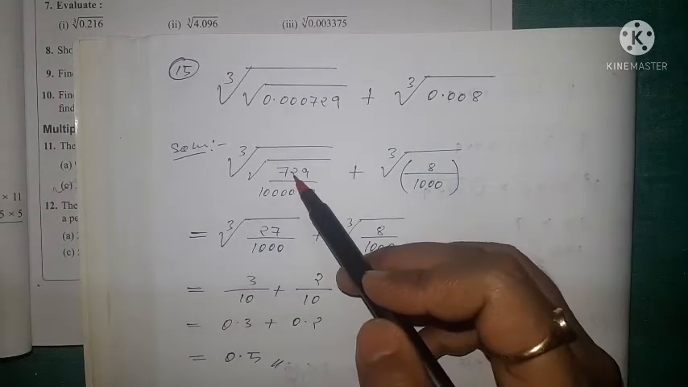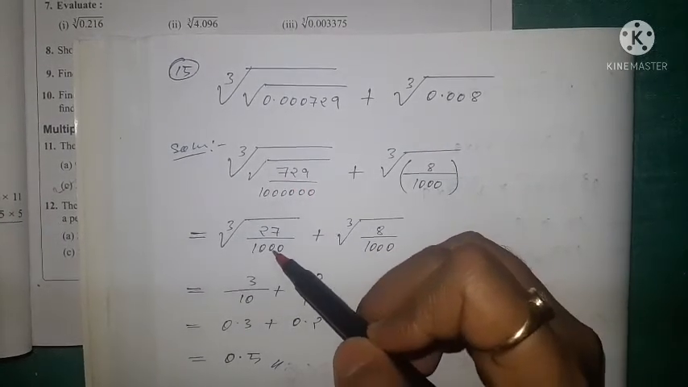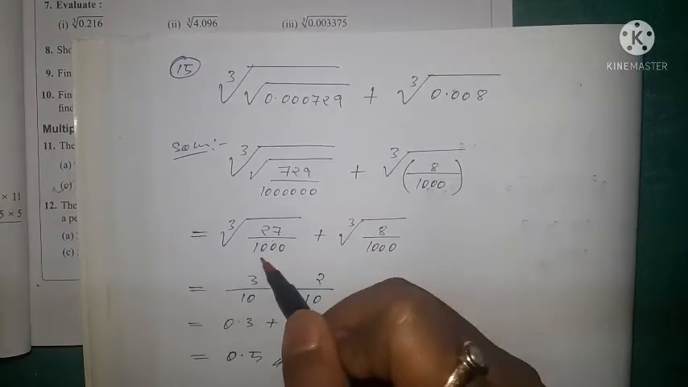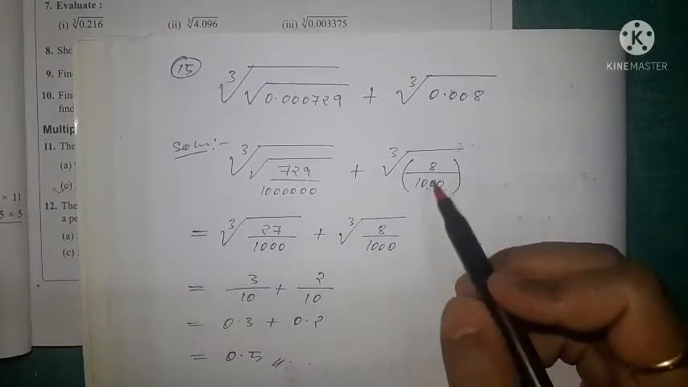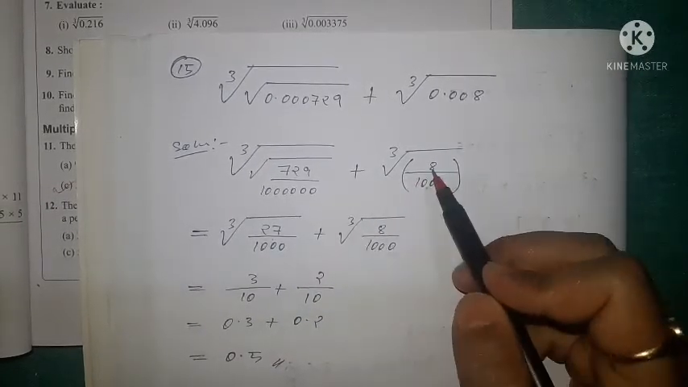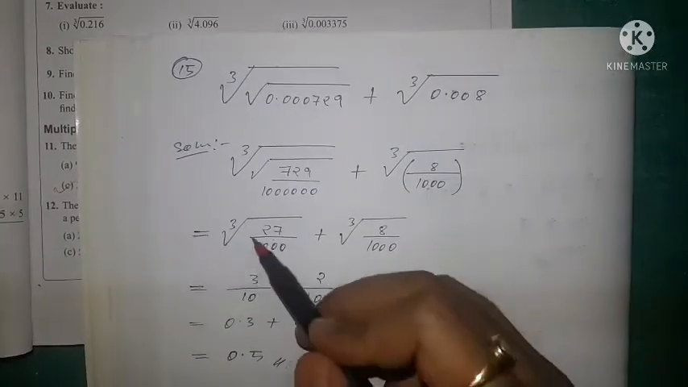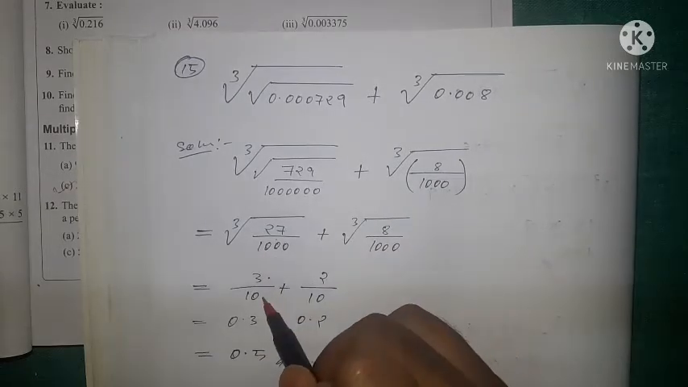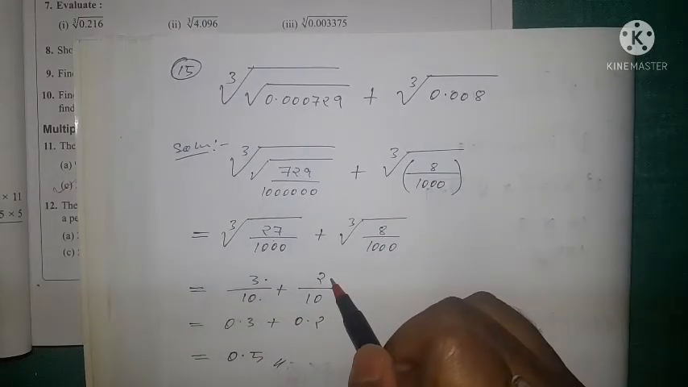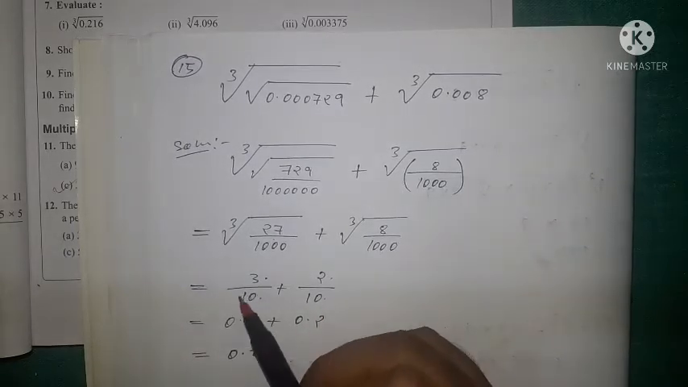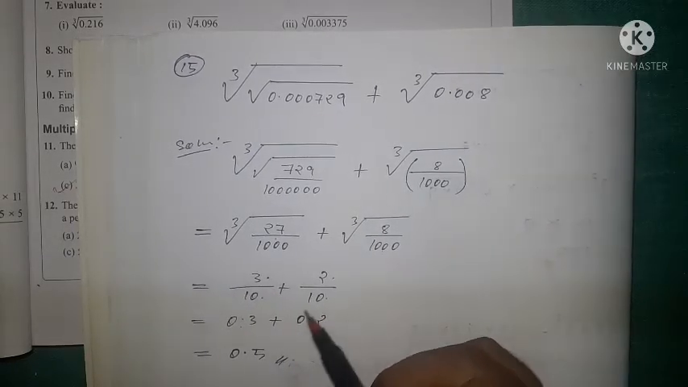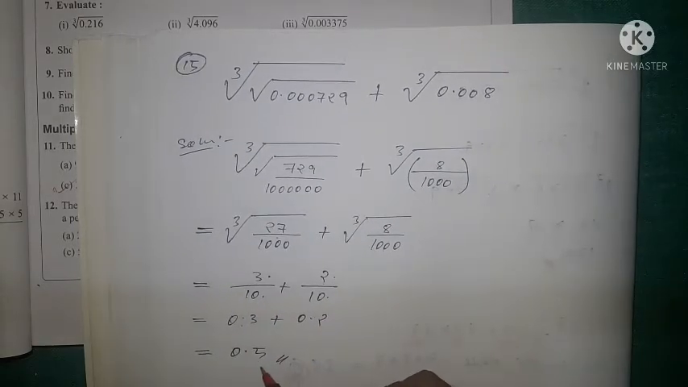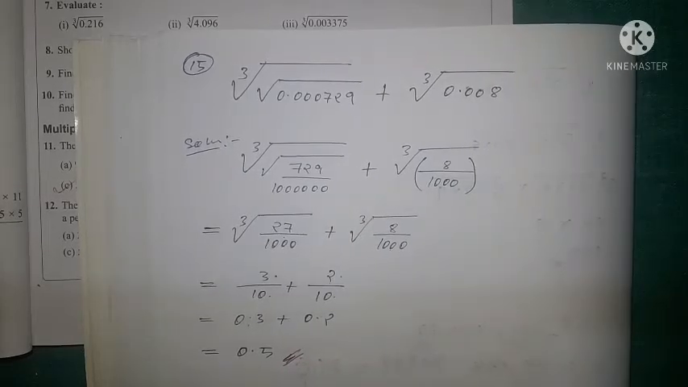Now the square root of 729 is 27, as we know 27 into 27 is 729, and the square root of this will be 1000, plus the cube root of 8 by 1000 as it is. Now the cube root of 27 is 3 and the cube root of 1000 is 10. Similarly the cube root of 8 is 2 and the cube root of 1000 is 10. So 3 by 10 is 0.3 and 2 by 10 is 0.2. So 0.3 plus 0.2 equals 0.5. This is the answer, 0.5.